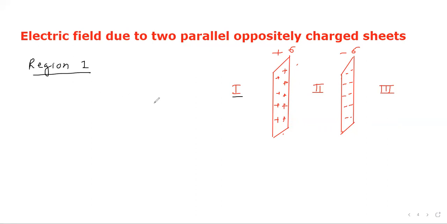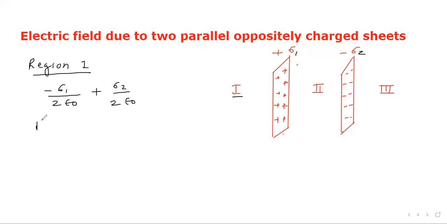So in region one, due to this sheet, the electric field will be leftward, and due to this sheet, the electric field will be rightward. So we can write here sigma 1, sigma 2, and in a special case, we can make sigma 1 and sigma 2 equal. So in region 1, it will be leftward, so minus sigma 1 divided by 2 epsilon naught, and from here, it will be rightward, so it will be sigma 2 divided by 2 epsilon naught.